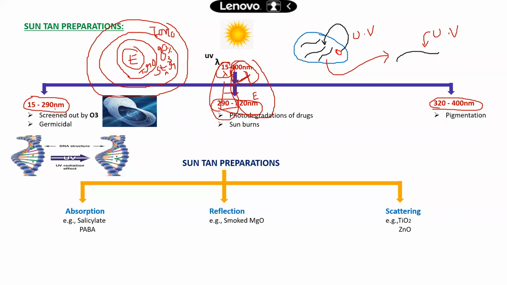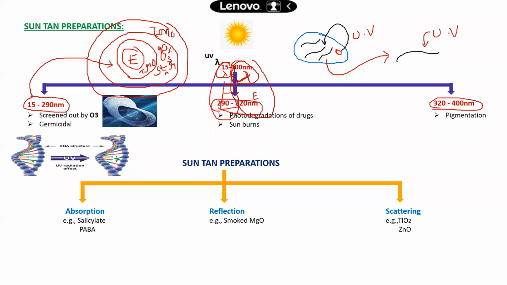This 15 to 290 nanometer is absorbed by the stratosphere. That's why it cannot be allowed. Till my last breath, I can't allow this 15 to 290 nanometers of UV radiation, because that is toxic to our best friends, human beings. So the stratosphere has taken the rigid oath that I can't allow the 15 to 290.